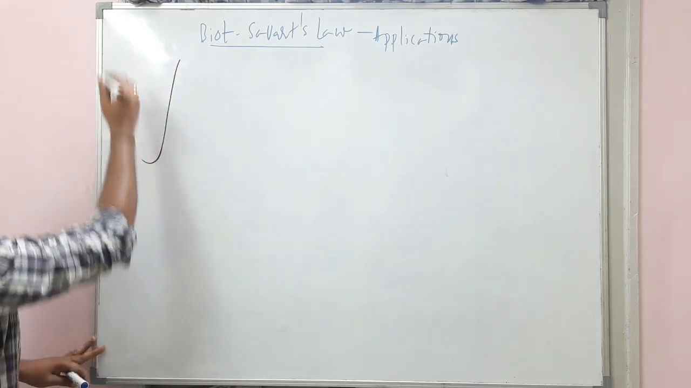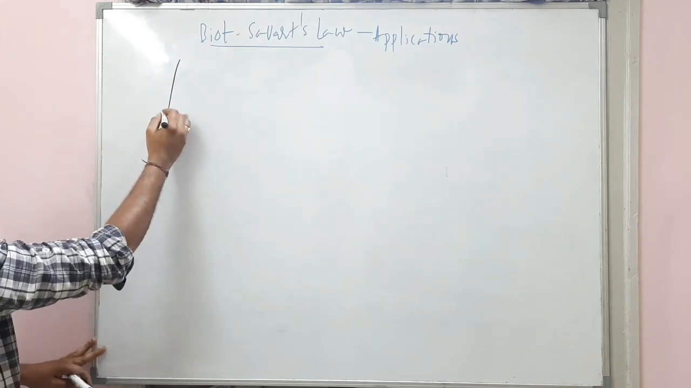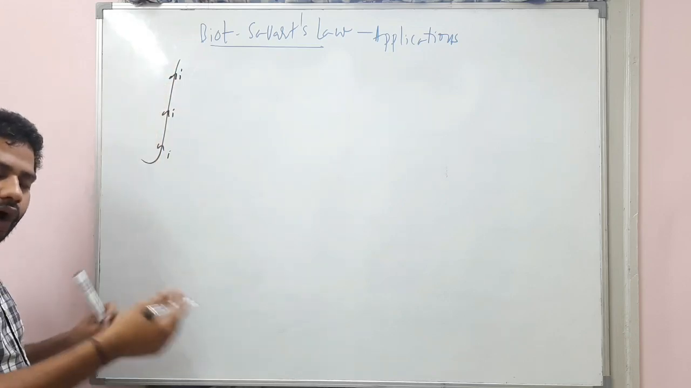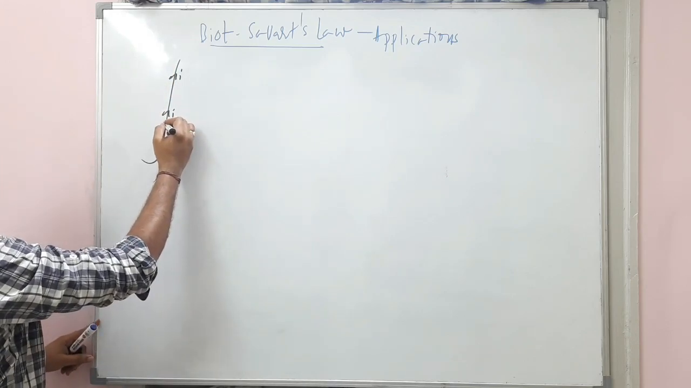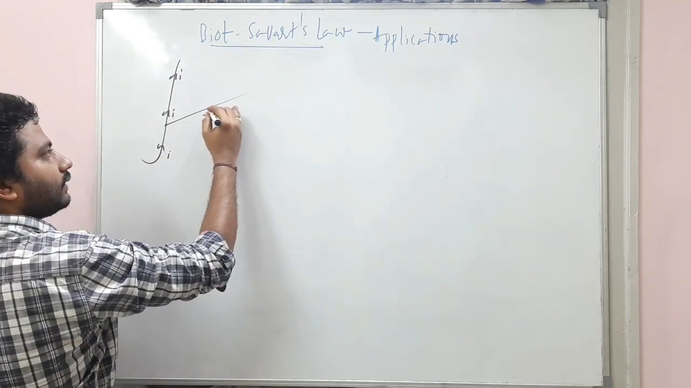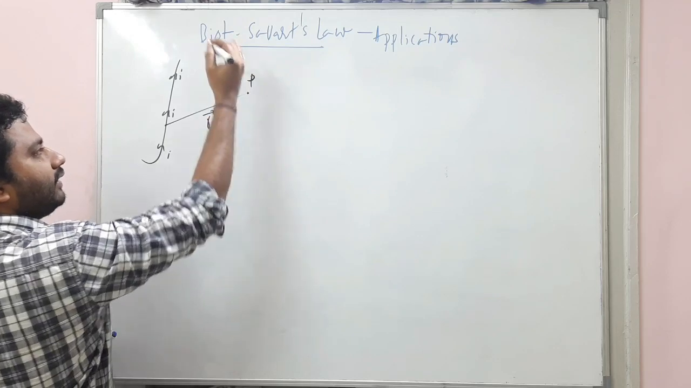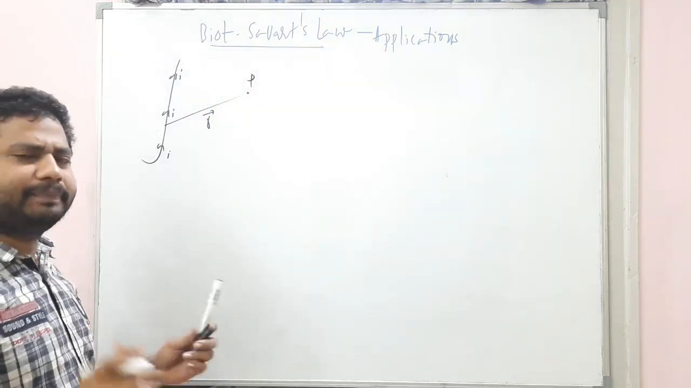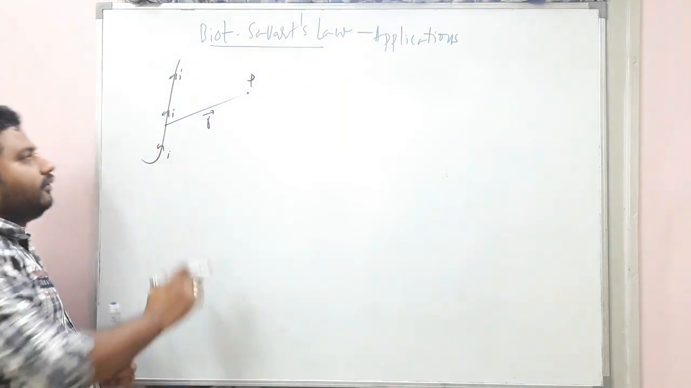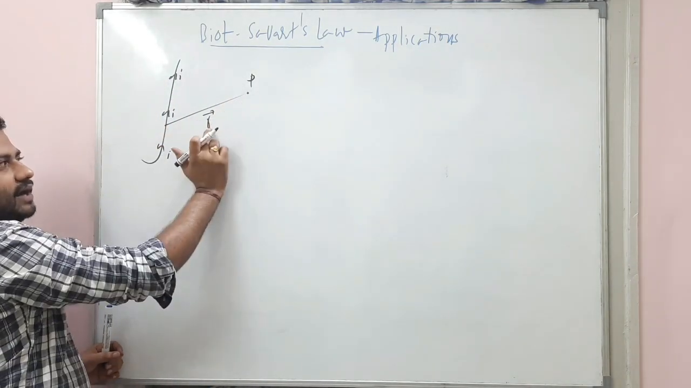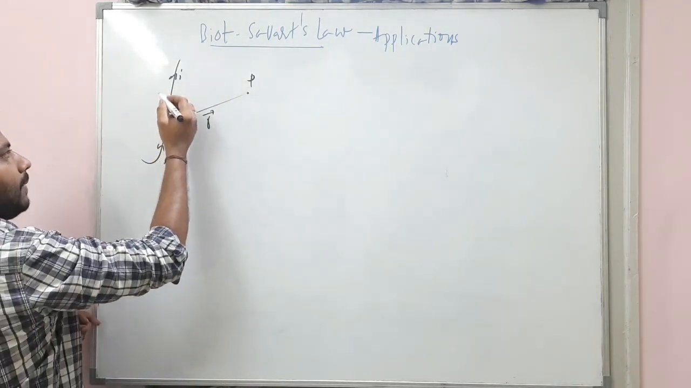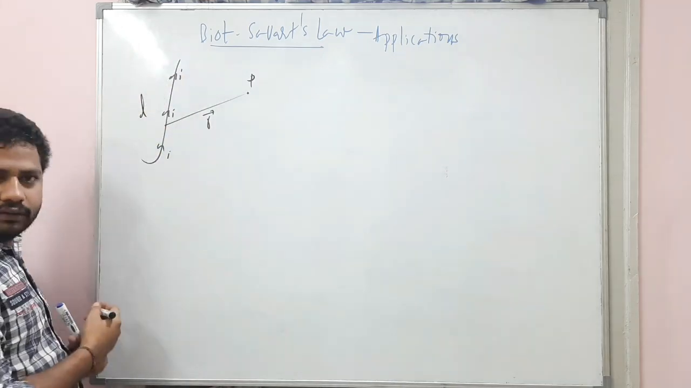Imagine this is a current carrying wire. From any arbitrary point, imagine the point is this one, at a distance r bar, at a point P, we need to find the magnetic field. Simple. Any current carrying wire we have taken, from this point at a distance r bar, there is a point P located. The complete length of the wire is L.